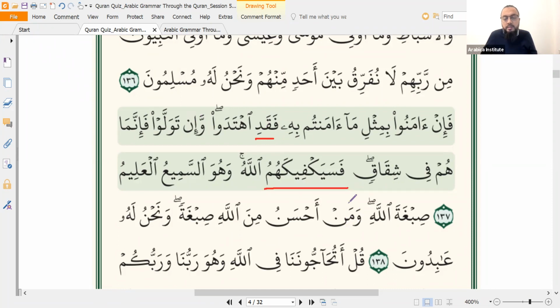Right, let's break this down. What's the fa? So. Good. So that's one word. Sa is the future particle. Yakfi is the verb here. Yakfi means to be sufficient. Ka is you. And hum is them.